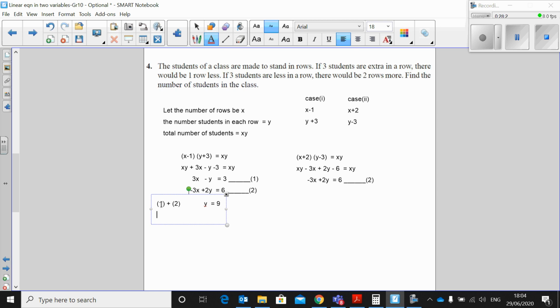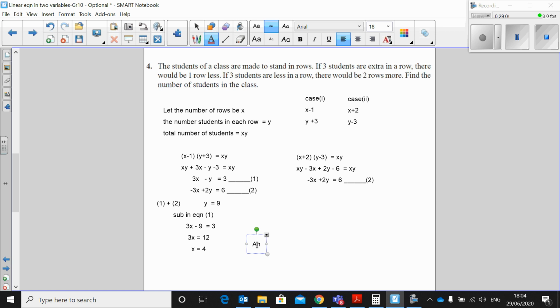When y is equal to 9, what is x? Let us substitute in any one of the equations. Substitute in equation number 1: 3x minus y, where y is 9, is equal to 3. So 3x is equal to 12, and x is equal to 4. That means the number of rows is 4, and the number of students in each row is 9. So the total number of students in the class is 9 into 4, 36.